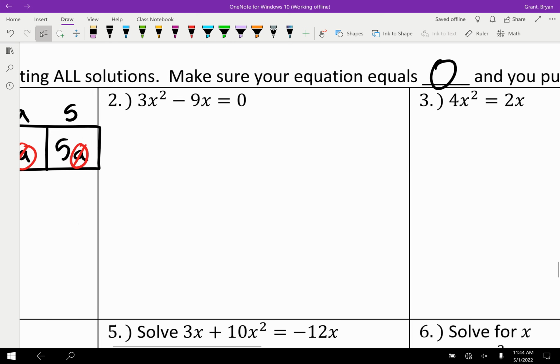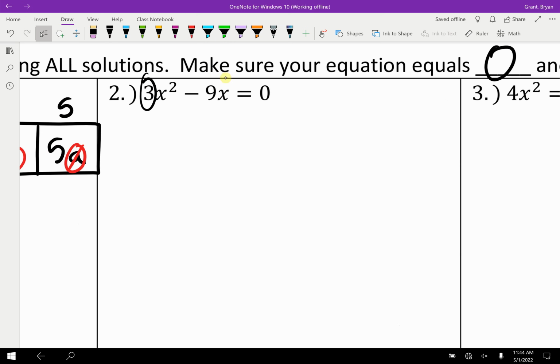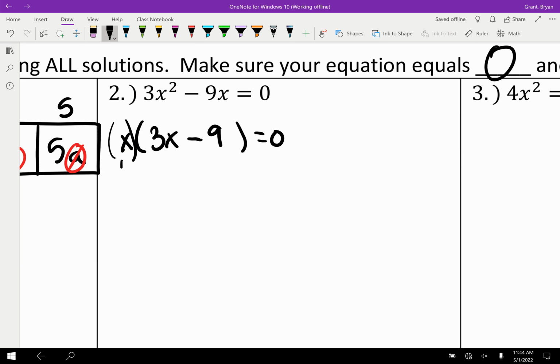Okay. You could realize that they each have a 3 in common and they each have an x. I'm just going to be lazy and only factor out an x from each of these. So if I just take an x from 3x squared, now it's just 3x. And you can check, x times 3x is 3x squared. If I take an x away from 9x, it's just the -9. Now I have two sets of parentheses.